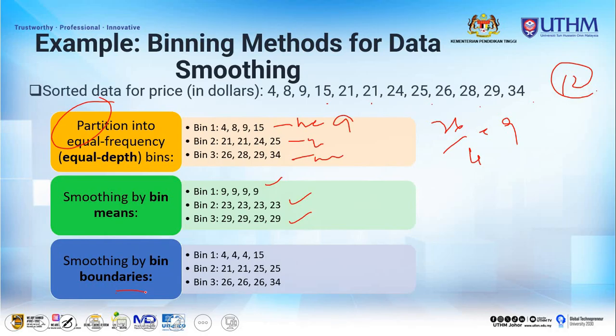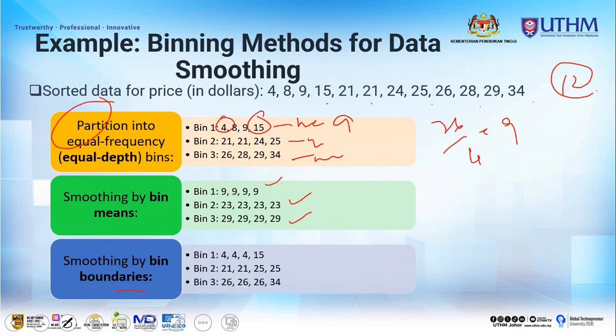Now let's say we want smoothing by boundaries. By boundaries means we replace each value in a bin with the boundary values of that particular bin. For example, boundary values are 4 and 15, right? Which means the lowest value and the highest value, 15 and 4.